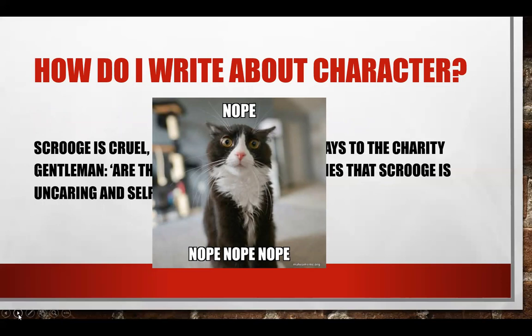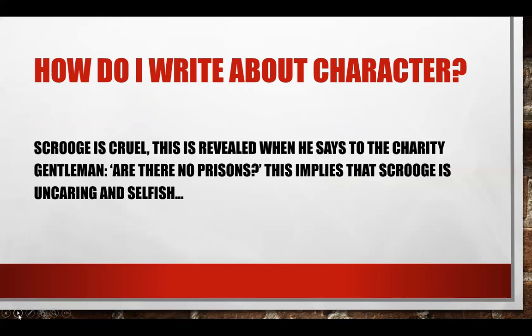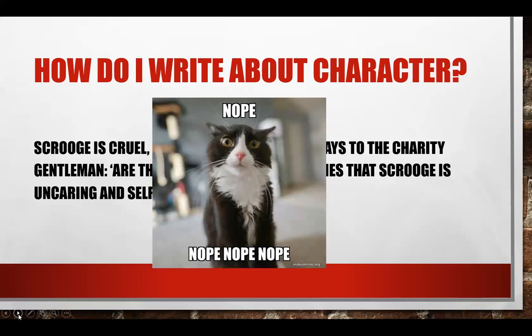Okay, I didn't even let you see it. I'll go back. Scrooge is cruel. This is revealed when he says to the charity gentleman, "Are there no prisons?" This implies that Scrooge is uncaring and selfish. This is a big nope.